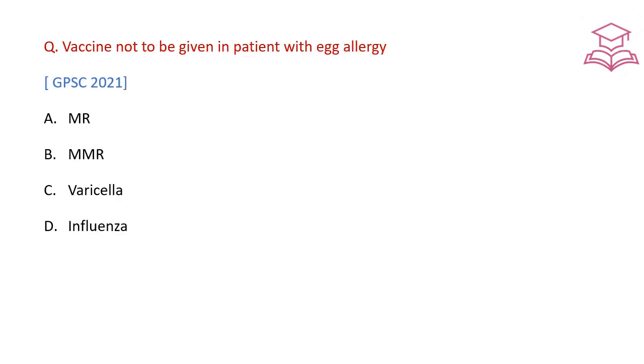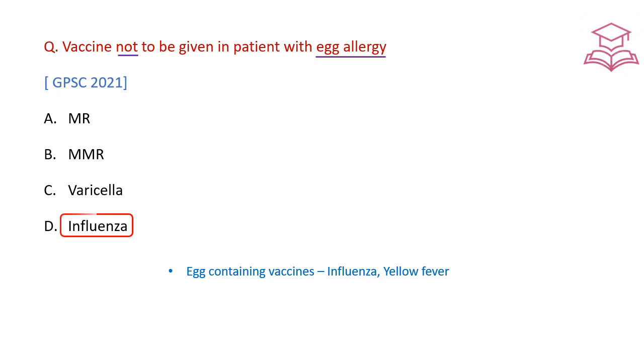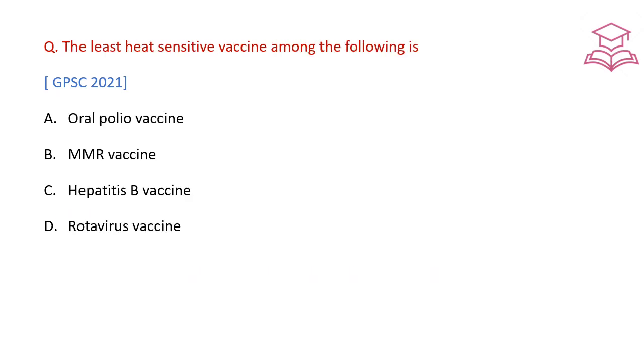Vaccine not to be given in patient with egg allergy is, so we have to know about the egg containing vaccines, which are influenza and yellow fever. So the answer is influenza vaccine. The least heat sensitive vaccine among the following is.